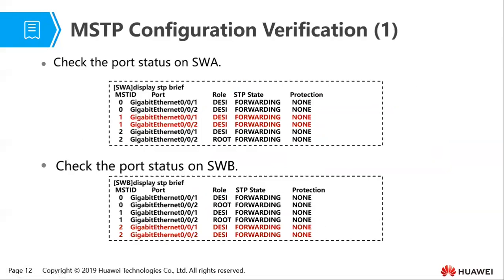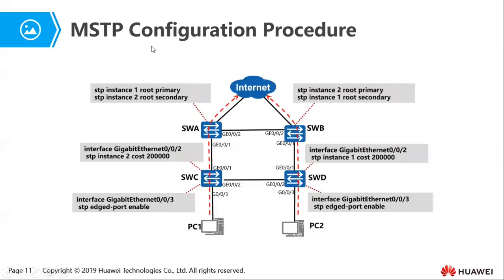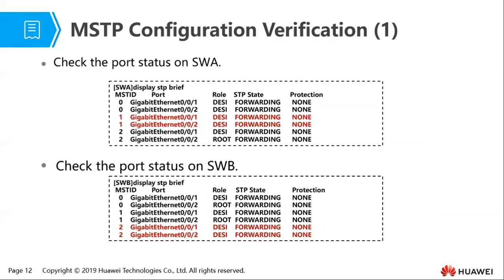We can always use the display command to verify which ports have been blocked, which ones are forwarding, and so on and so forth. So for example, let's go back to switch A so that we see where it is. This is switch A, and it's the root for MSTI 1. So let's do the display command to see what we have there. We can use display STP brief.